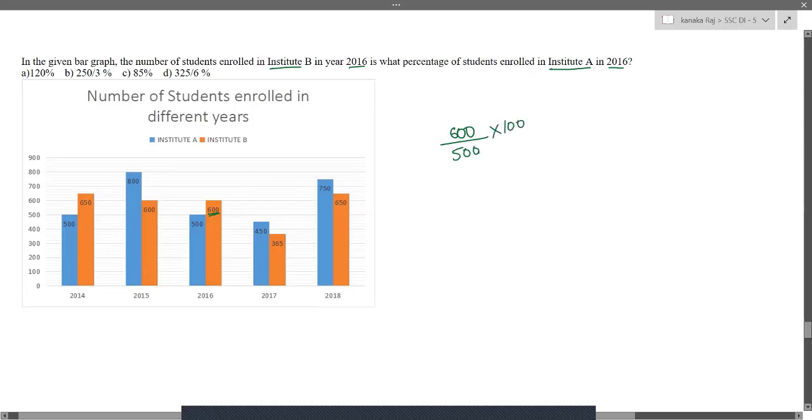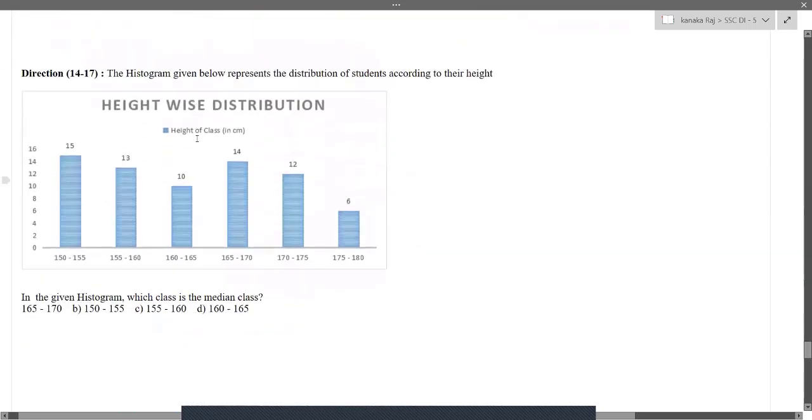So what will be the percentage here? Two zeros get cancelled, 5 ones are 5, 6 into 20 gives me 120 percentage. So do I have that in our options? Yes. Option A, 120% will be my final answer.